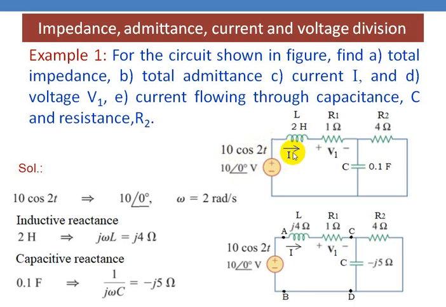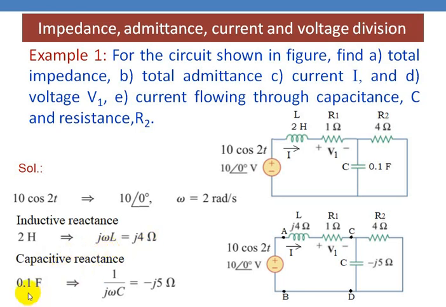The first step is, from the given voltage we know the magnitude and phase angle of this voltage, and in the place of omega we have 2 radians per second. Then find out the inductive reactance. Only if the inductance and capacitance values are given, we have to find the reactance. So inductive reactance is j omega L. Omega is 2, and you get this value as j4 ohms.